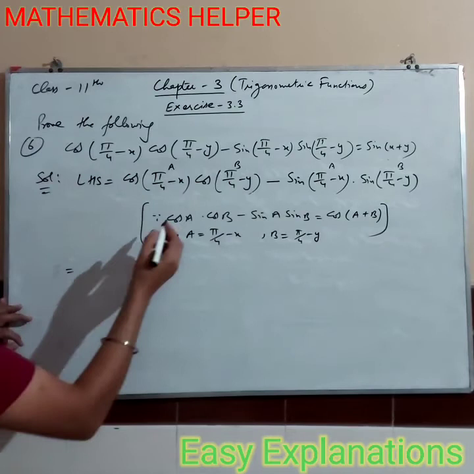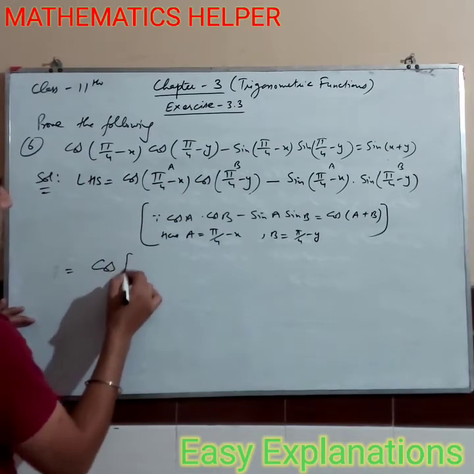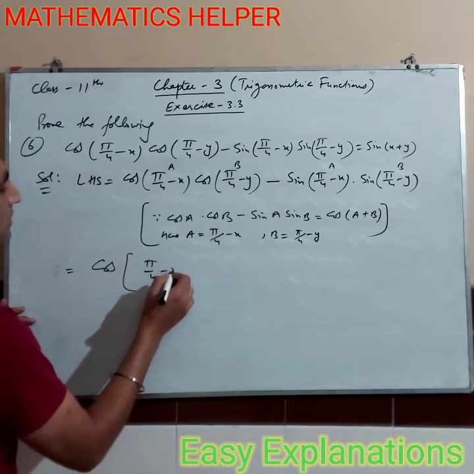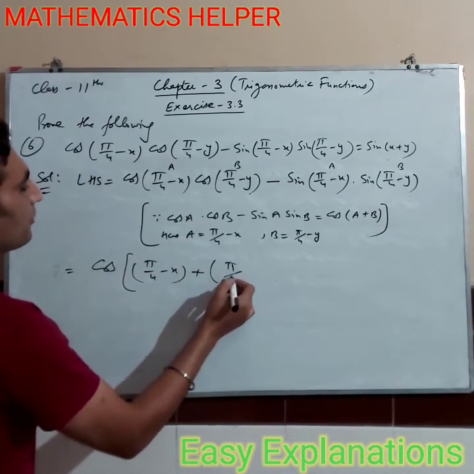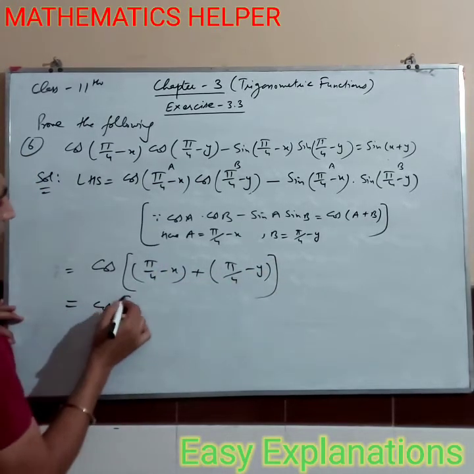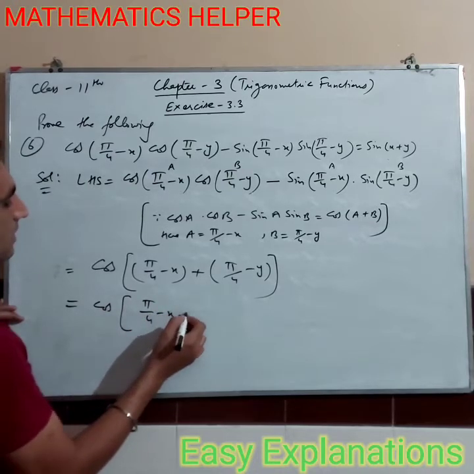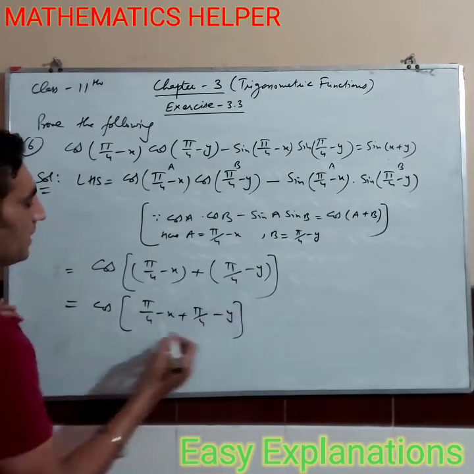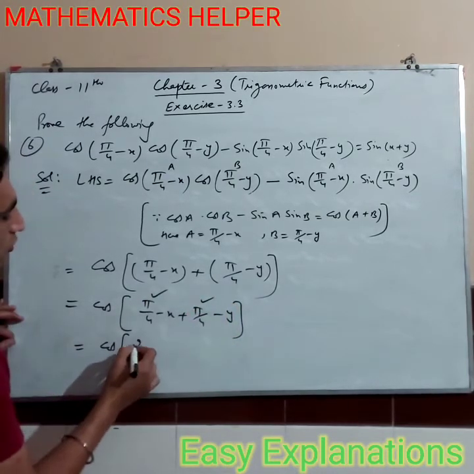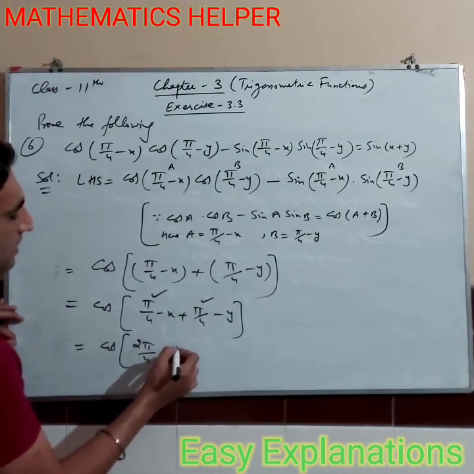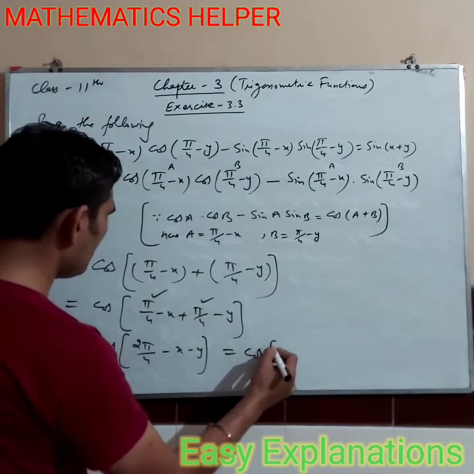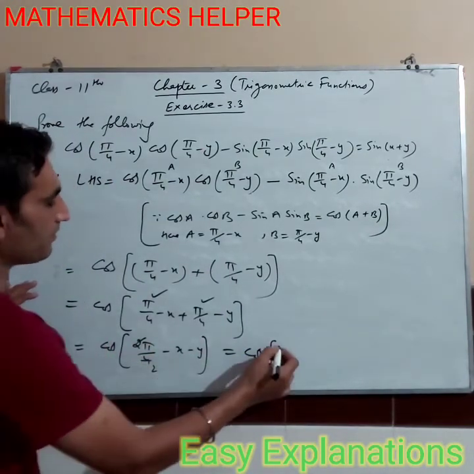So we will use this formula. Its meaning is that it is cos of A plus B. A is pi over 4 minus x plus pi over 4 minus y. So it is A plus B. Cos, open it: pi over 4 minus x plus pi over 4 minus y. So it can be written as cos of pi over 4 plus pi over 4, that is 2 pi over 4, minus x minus y, or this can be written as cos of 2 pi over 4, which is pi over 2.